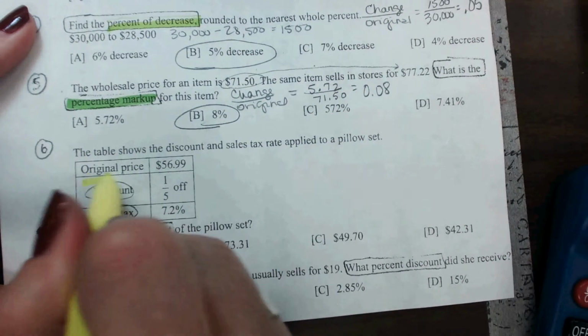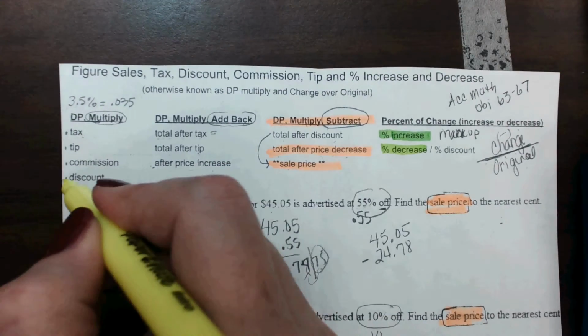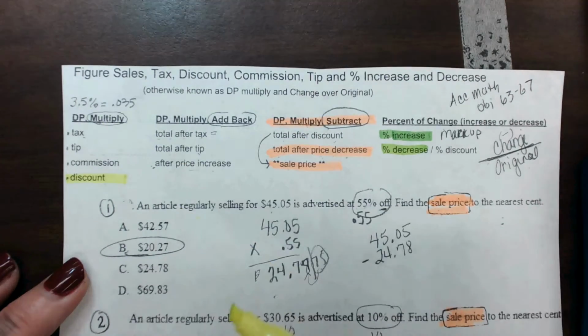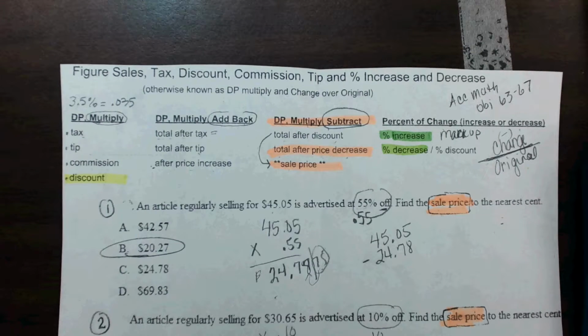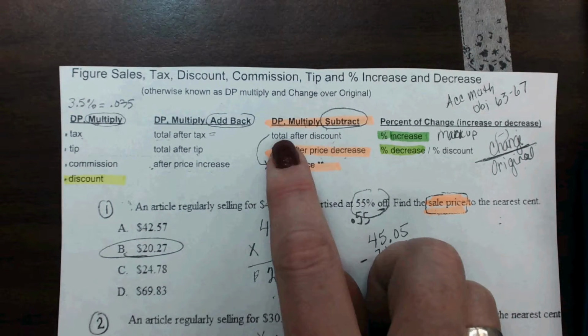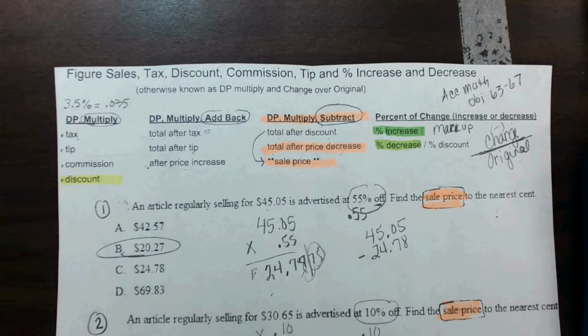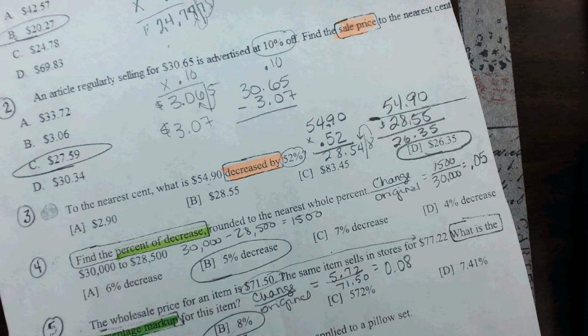To find the discount, let's go back up to our notes. To find discount, we simply need to DP and multiply. But to find the discount, we know that that's something we're going to subtract. So to find the total after the discount, we're going to end up having to subtract it eventually. Okay? So we're going to find the discount and then subtract.